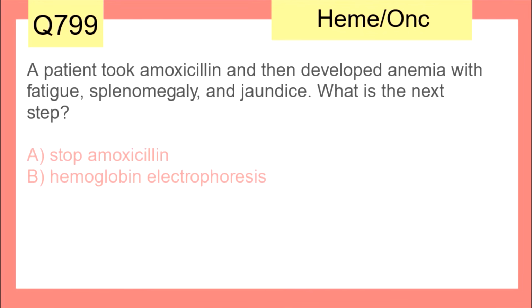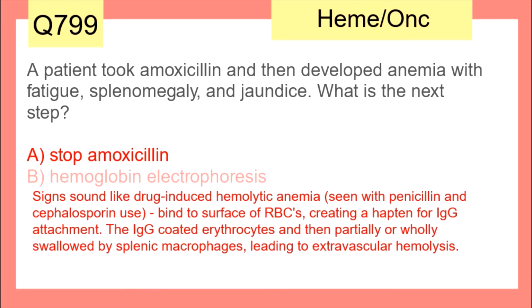799, a patient took amoxicillin and developed anemia with fatigue, splenomegaly, and jaundice. What's the next step? So this sounds like drug-induced hemolytic anemia. So you want to stop the amoxicillin. It's interesting. Drug-induced hemolytic anemia can be caused by penicillin and cephalosporins. These are the two drugs which I mentioned before, are two drugs which do not cause G6PD deficiency flares. So this is due to penicillin and cephalosporin.